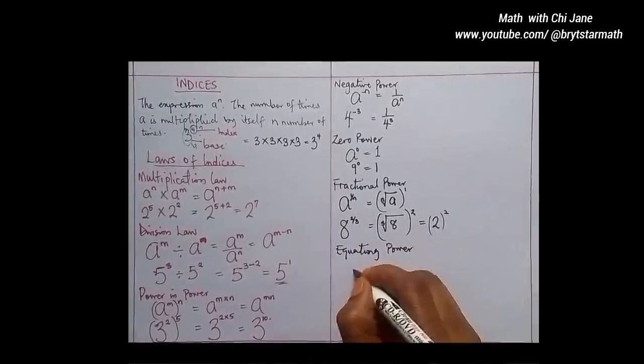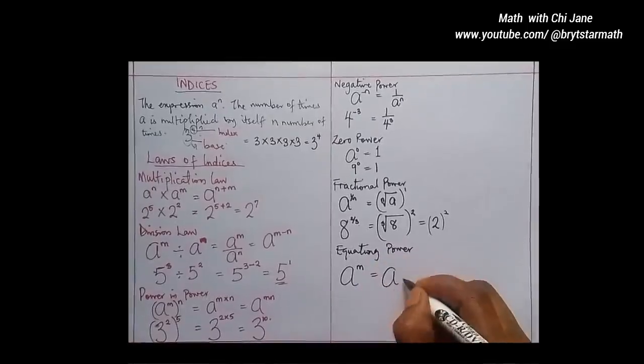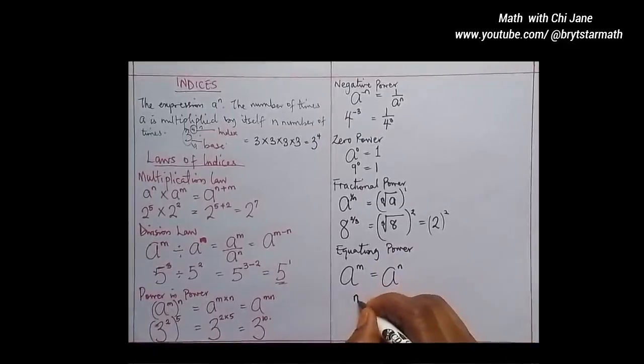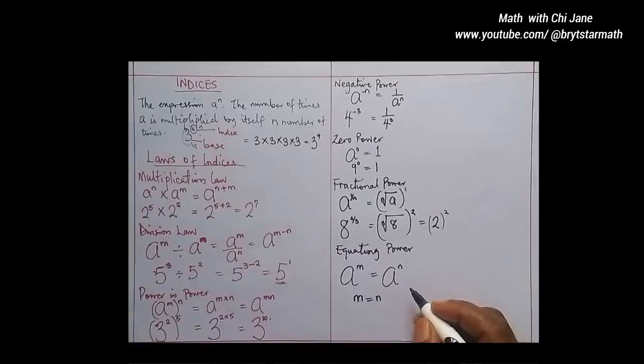Now we have the last one, which is the equating power law. For the equating power law, where we have a raised to the power of m equal to a raised to the power of n, you equate the powers, m is equal to n, provided their bases are the same.